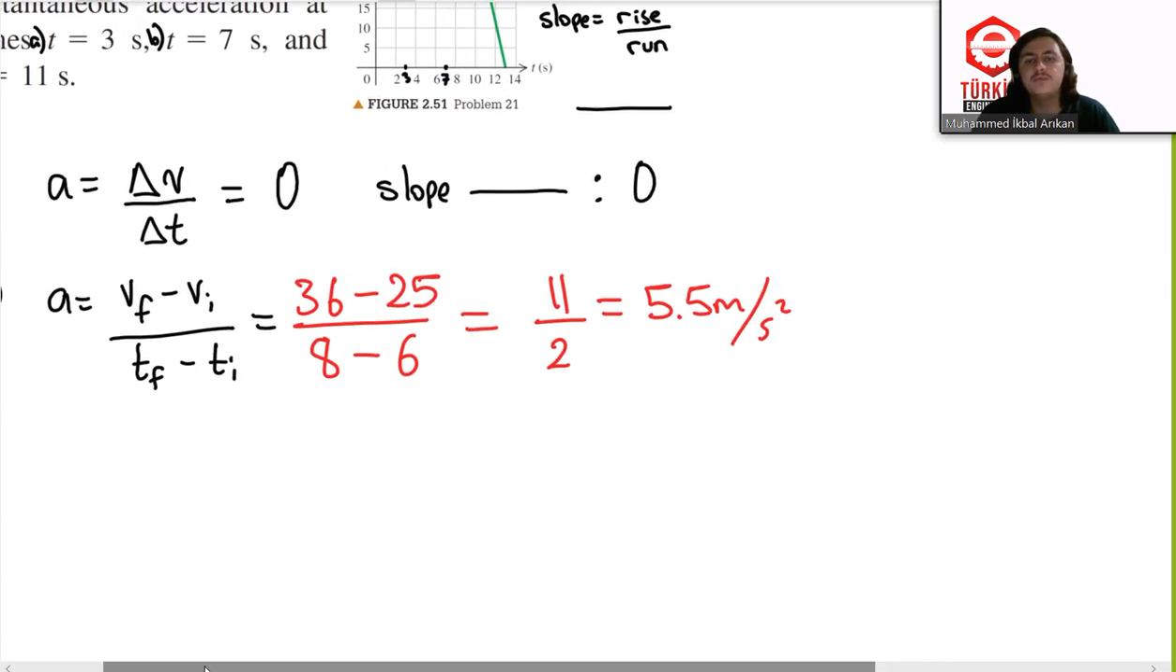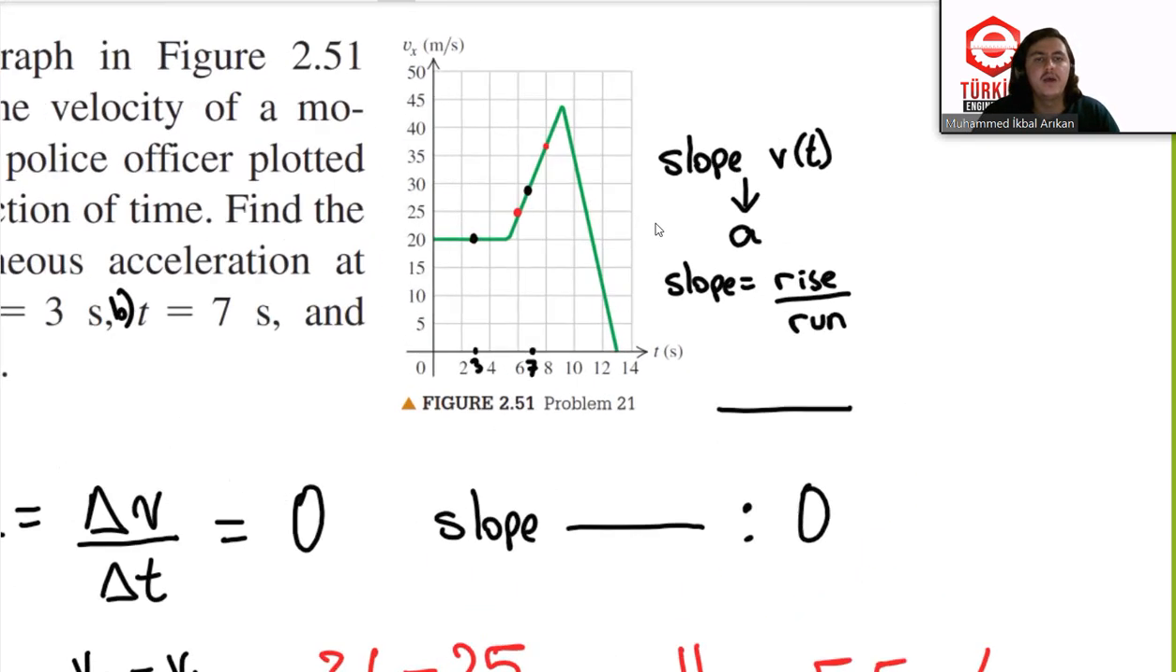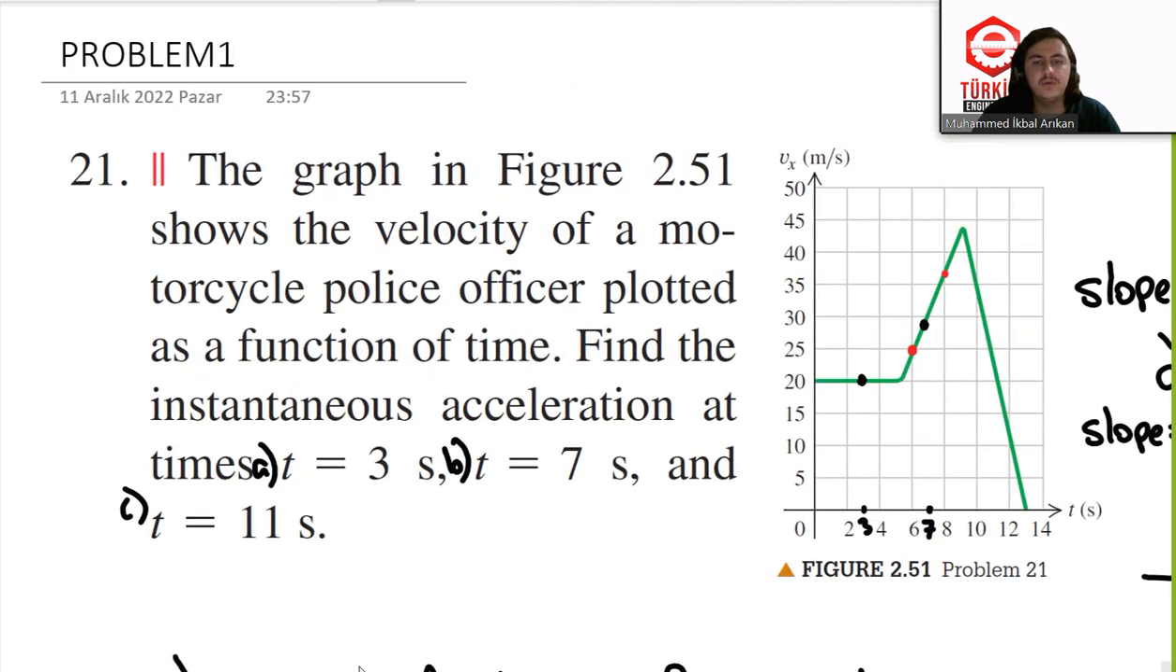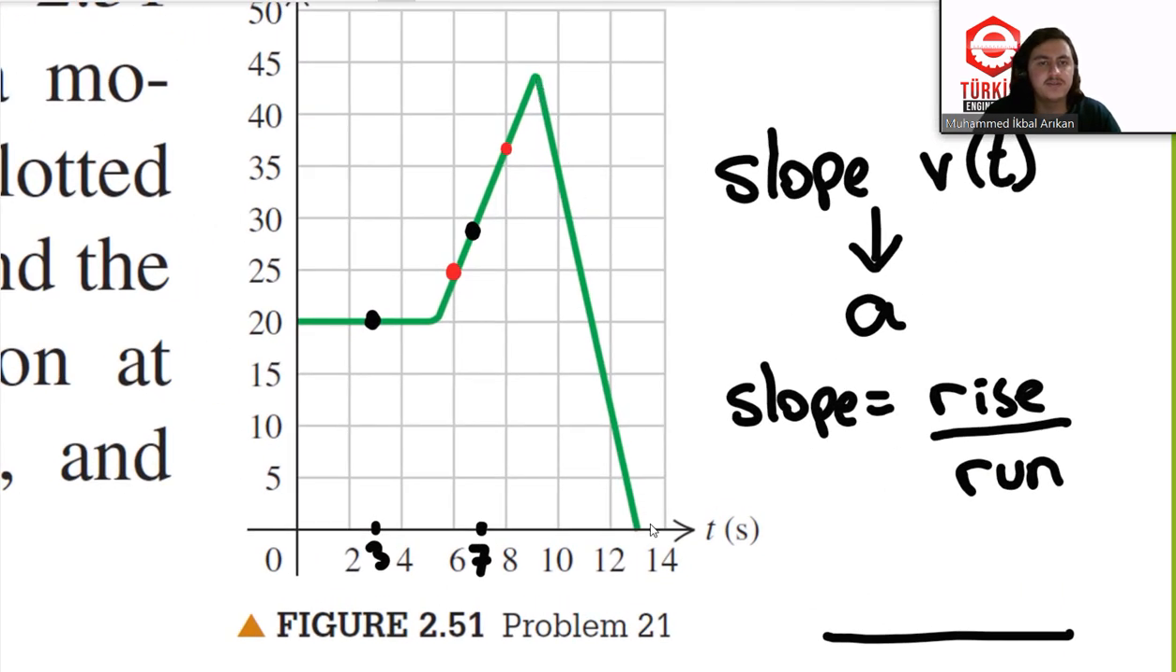What about the last part? When time equals 11. So let's solve part C. When time equals 11, you will be in the last straight line, but it is downward. Okay, so here, 11.